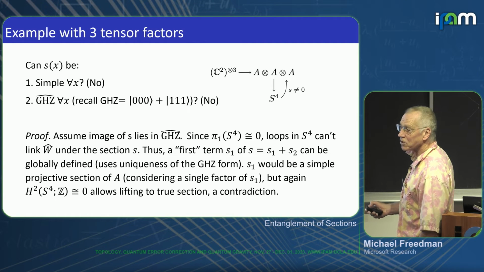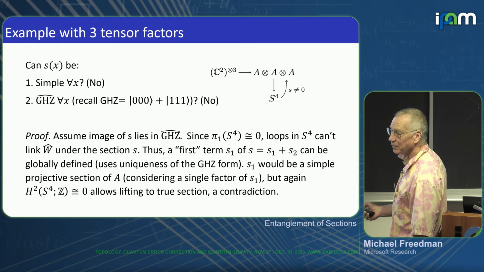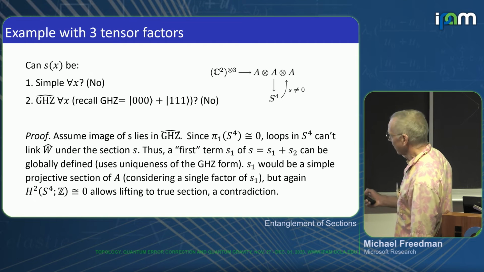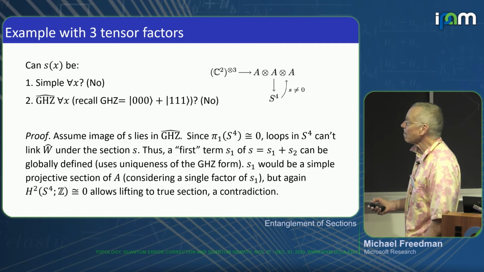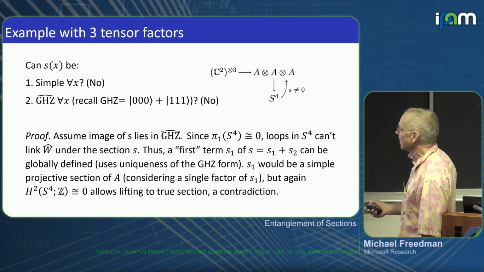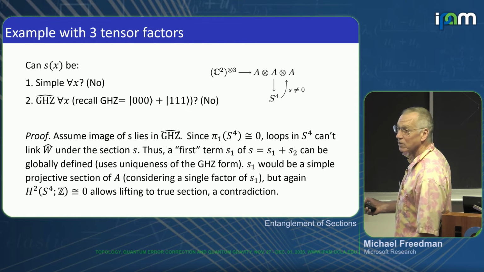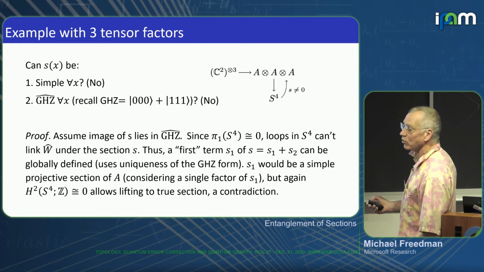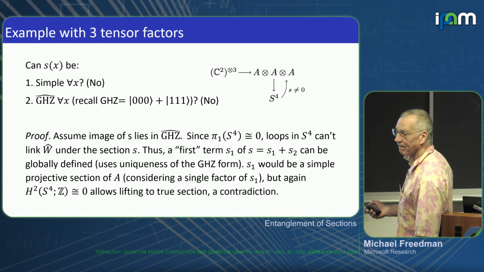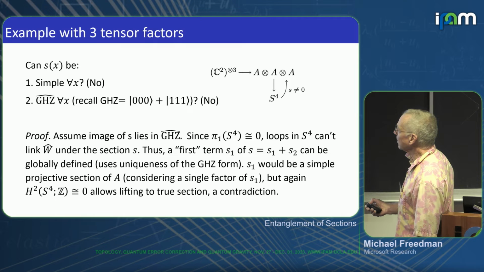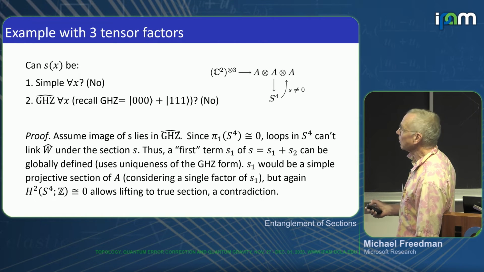Let's ask the opposite question. Could there be an all-GHZ section? The answer here again is no. And the proof is, I think, extremely fun and short, so I'm going to show it to you. So assume that the image of the section S lies fully in GHZ. Well, the section is over a sphere, and the sphere is simply connected. And that means no loop in the sphere can, under the section, be transported to a loop that links the W strata. Because no loop can link anything, because the loop is sourced in the 4-sphere, and the 4-sphere is simply connected.